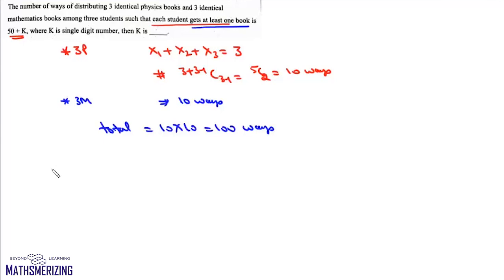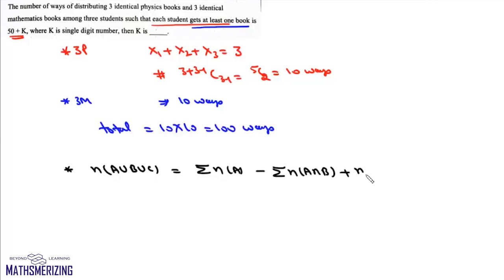So we'll use inclusion and exclusion. At least one child doesn't get any book. It is given by n of A union B union C, and it will be the summation of n(A) minus the summation of n(A intersection B) plus n(A intersection B intersection C). Now A is the event that the first student, say A, doesn't get any book. So if A doesn't get any book, then all the 3 books will be distributed among B and C.